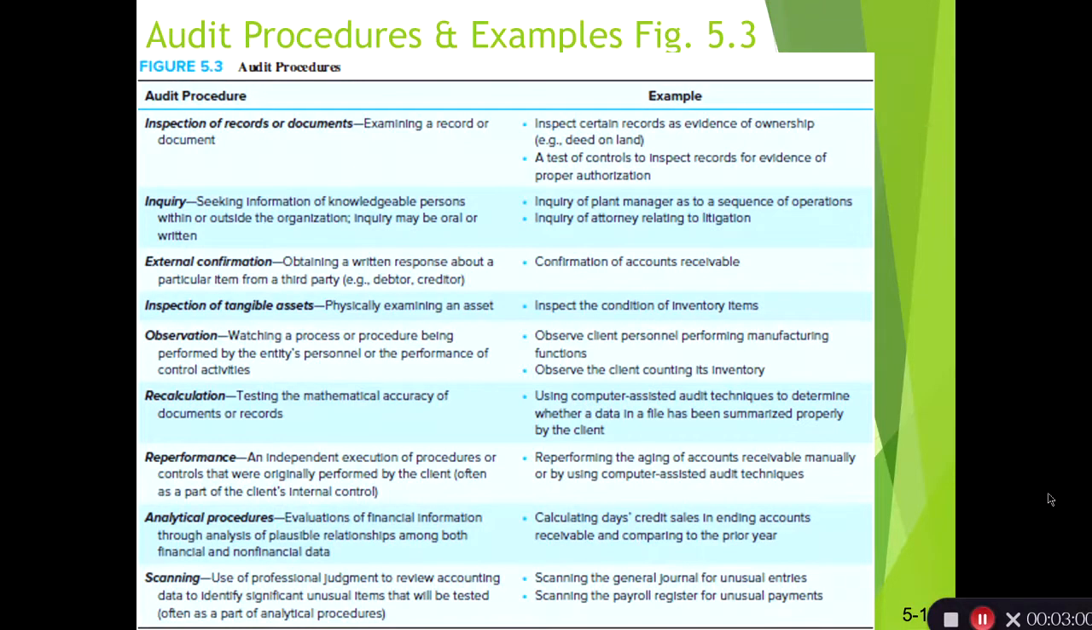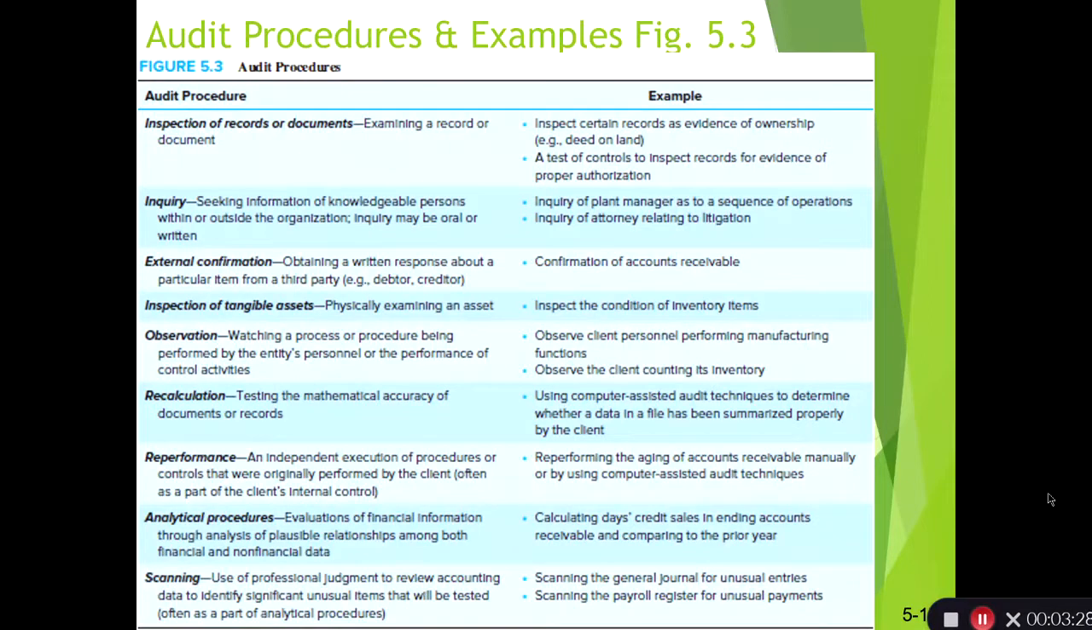Inspection, observation, and recalculation is a very common thing that we're going to do. We're looking for simple things like a vendor invoice, or an invoice that our client is going to bill to our customer. Well, we just look to make sure that if you have quantity, you have price, and they have a subtotal. Let's imagine there are multiple products on that invoice. We just want to make sure that those calculations are correct.